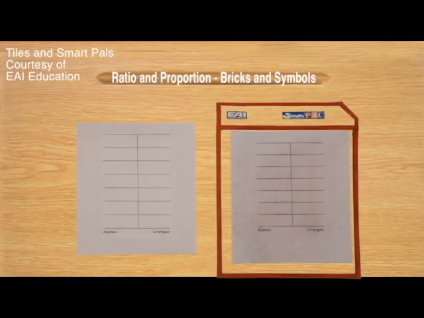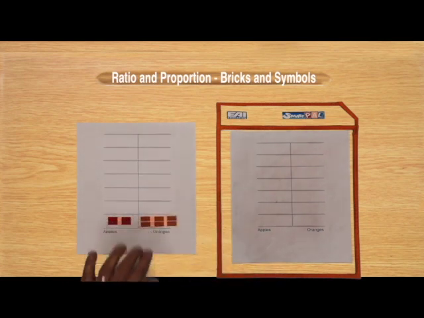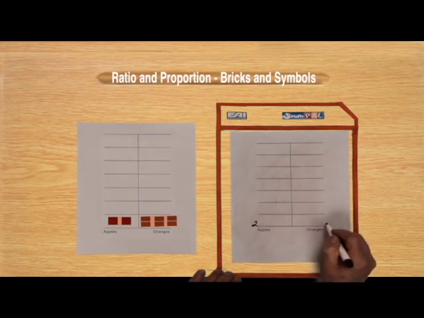We're going to match things in an unequal fashion. In this example, we're going to match up apples and oranges, and we're going to match them up in the following way. We're going to match up 2 apples with 6 oranges. And we're going to record that. So we're going to record that we have 2 apples and 6 oranges.